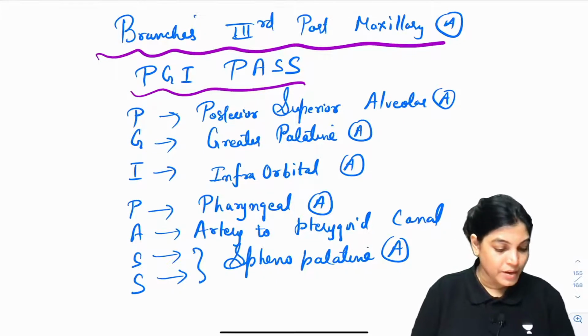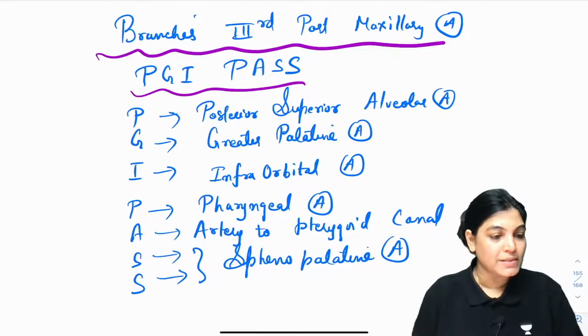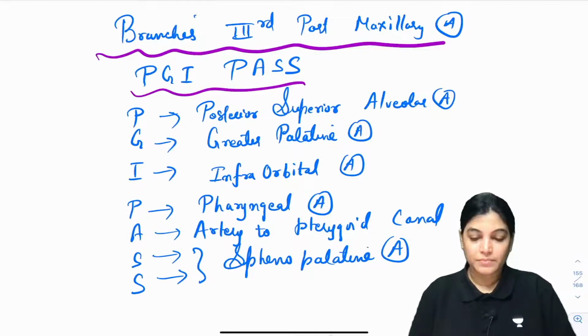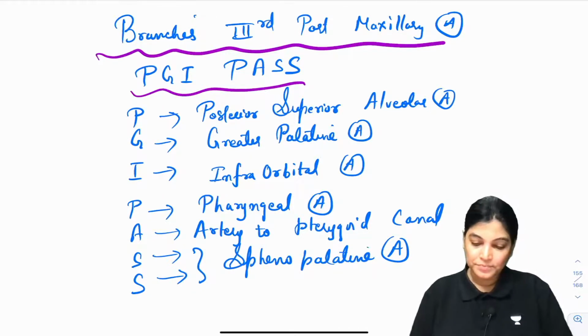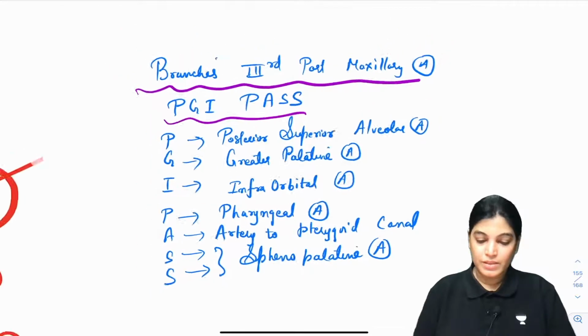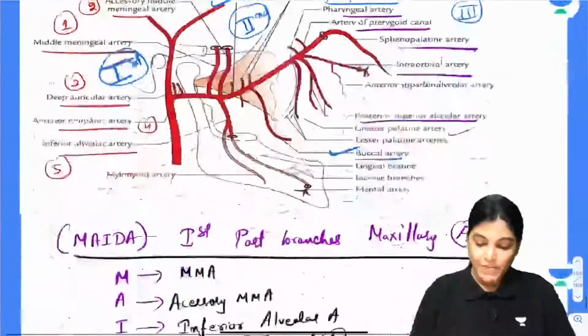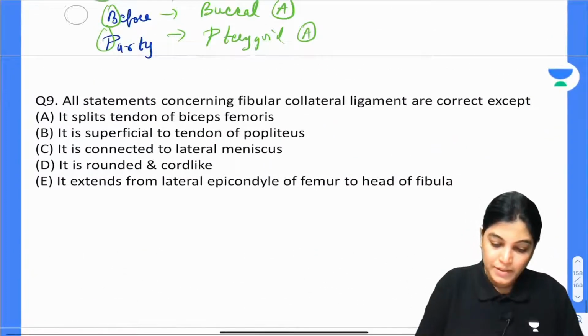So is it okay, everyone? These are branches from the third part of maxillary artery. Okay. So yes, done with this. We have done with the branches. Now let's move on to question number 9.